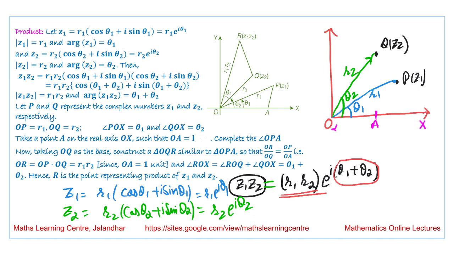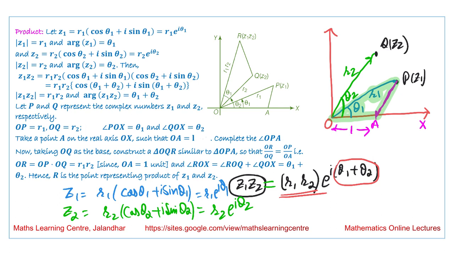which is at a unit distance. This is one unit distance. Then we join this point A and P, and we obtain this triangle. We are talking about this triangle OPA. We have obtained this triangle. This angle over here is theta 1, and this length is R1.